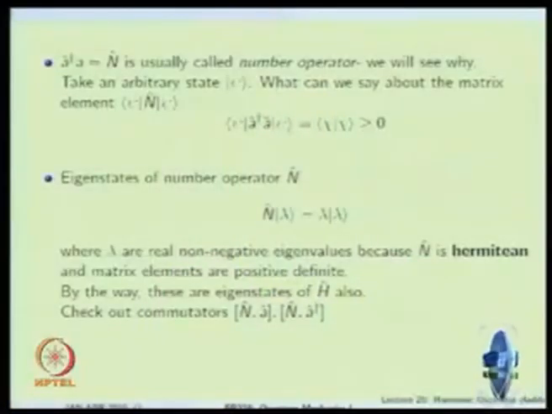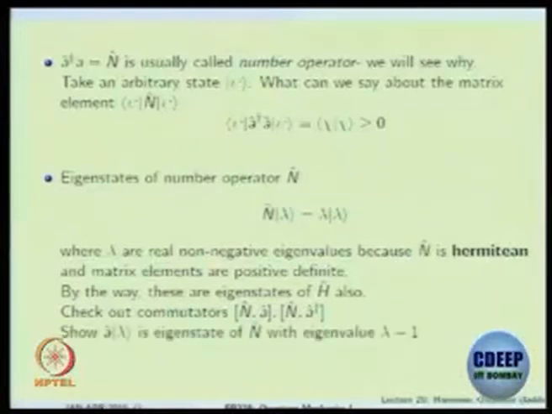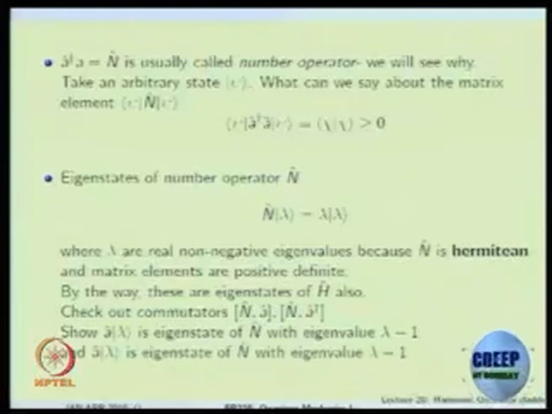Just to check out these commutators which we have already done now. And then using that commutator you can show A on lambda is an eigenstate of the number operator with eigenvalue lambda minus 1. Everybody is with me? And sorry, this has to be A dagger. A dagger on lambda is an eigenstate of again the number operator with eigenvalue lambda plus 1.